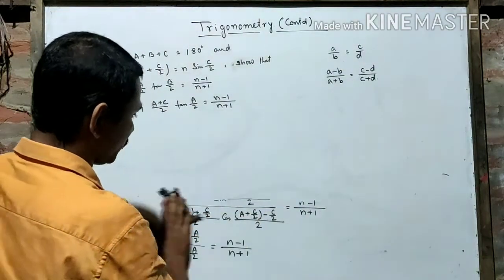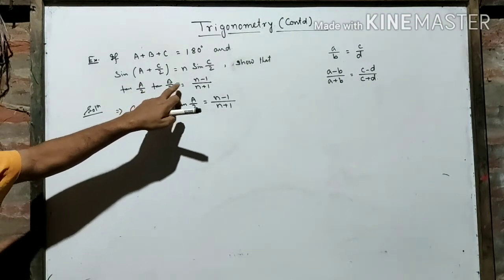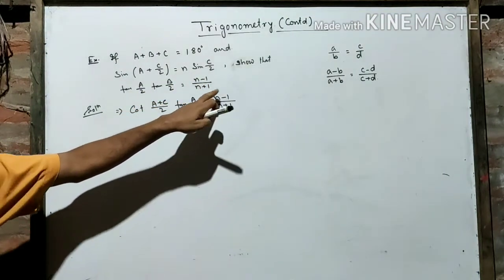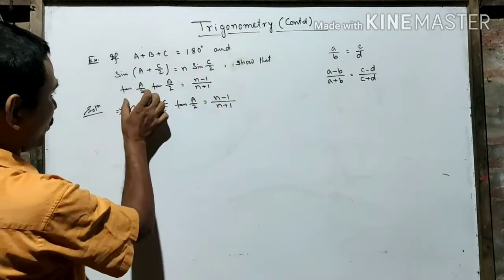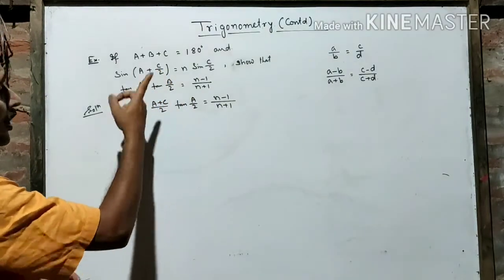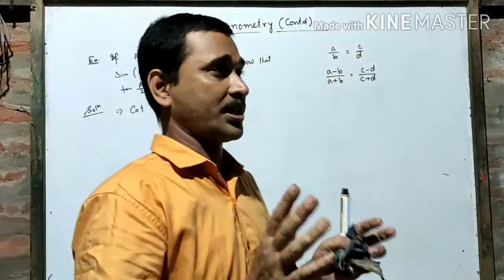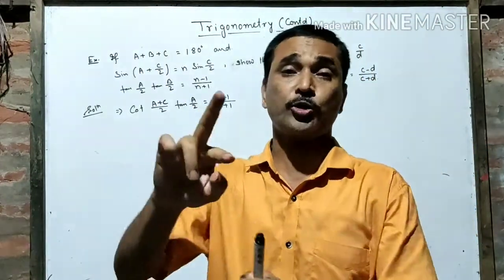Now we compare with the question. In the question it is tan a by 2 into tan b by 2 is equal to (n minus 1) by (n plus 1). Okay, the right hand side we have got it. Tan a by 2 we got it. But in the question there is tan b by 2 and we have got (a plus c) by 2. So somehow you have to convert this a plus c to b and cot to tan.